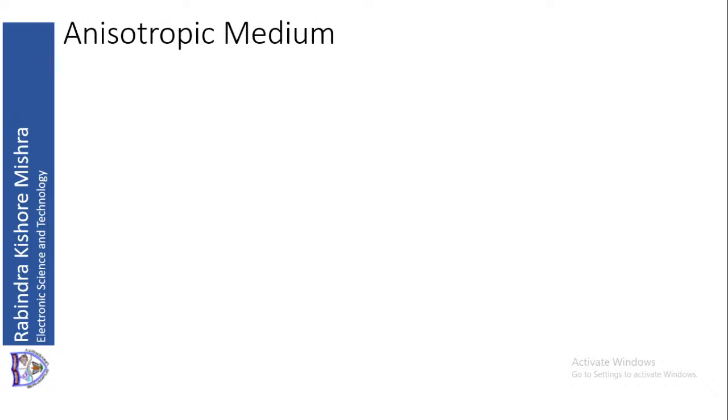So as we know, this becomes an anisotropic medium when we have the magnetic field present. In the presence of magnetic field, it became an anisotropic medium. Now you can ask me why it became an anisotropic medium.